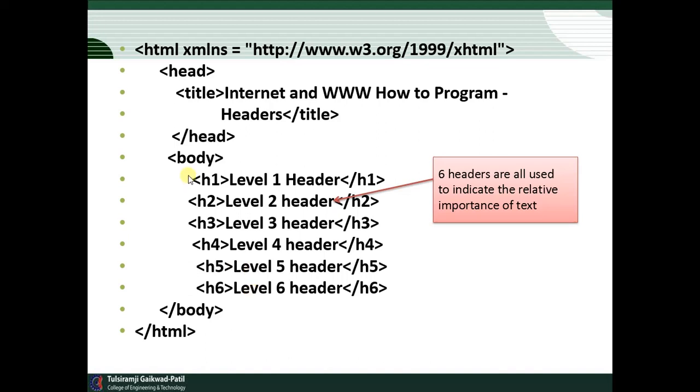Now here we can get the code for the heading tags. We have the basic HTML structure. Under that we write the title, internet and its program headers. In the body section we define the h1, h2 up to h6 tags, and we write one message under each tag: level 1 header, level 2 header, level 3 header. Now here we have the six tags, called heading tags. Now we can observe the output.